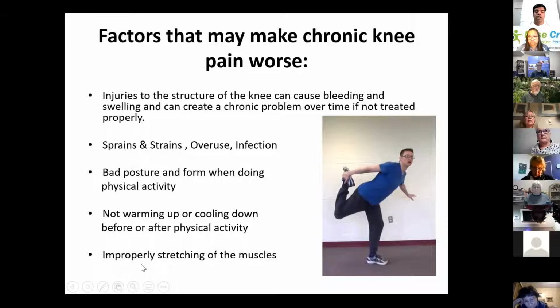Okay, and the stretches, as I showed here, we need to know what stretches to do, but more than that, it is important to know how to do the stretches properly. Otherwise, we are doing more harm rather than doing good to the joint. Okay.